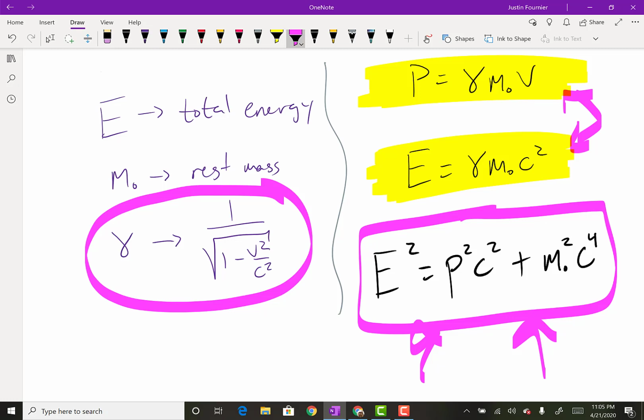Good luck, and we'll talk more about this total energy equation a little bit later, especially next week when we talk about photons and light, and light having momentum and things like that.